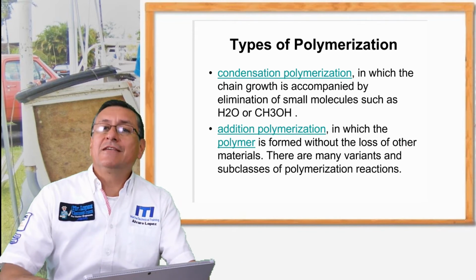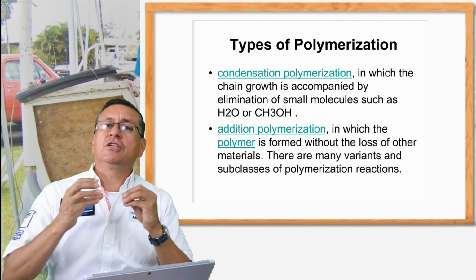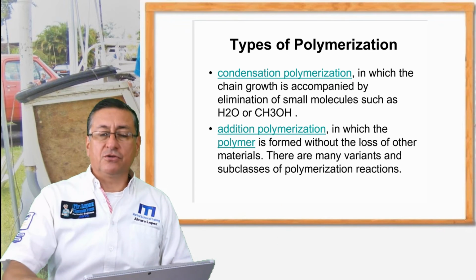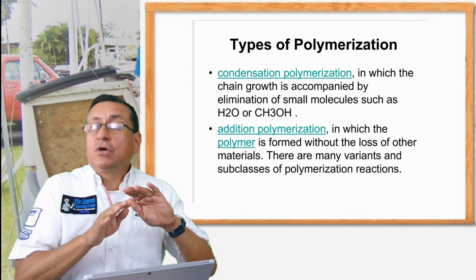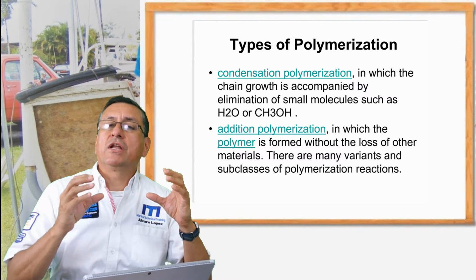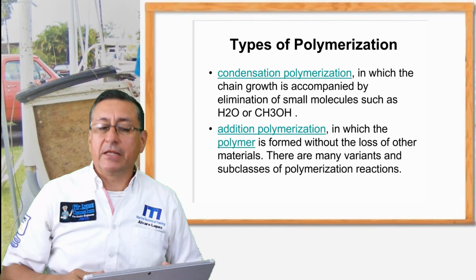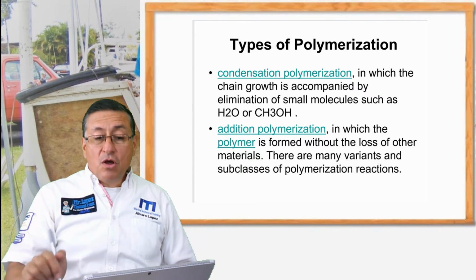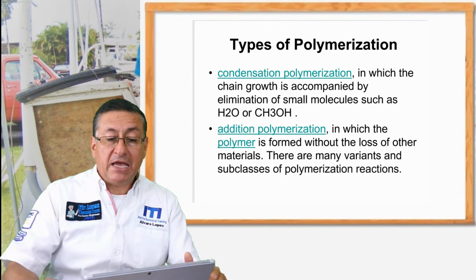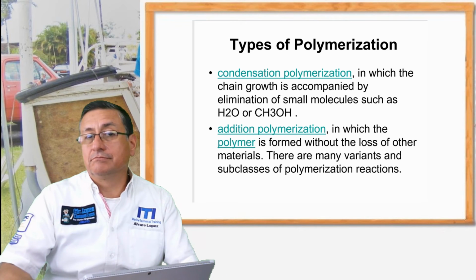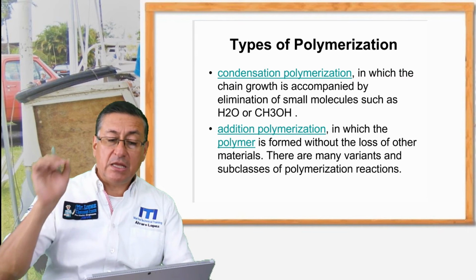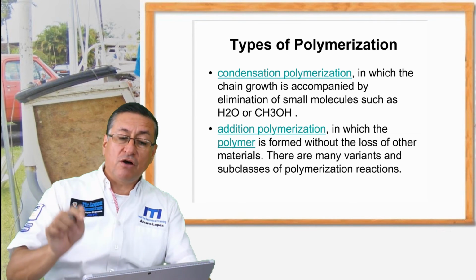Types of polymerization. Remember that polymerization is the process of connecting different monomers. There are two types of polymerization. There are processes that produce water at the end, and processes of polymerization where you need to add another external element. Condensation polymerization, in which the chain growth is accomplished by elimination of water. That's very common. And addition polymerization, in which the polymer is formed without the loss of other material.